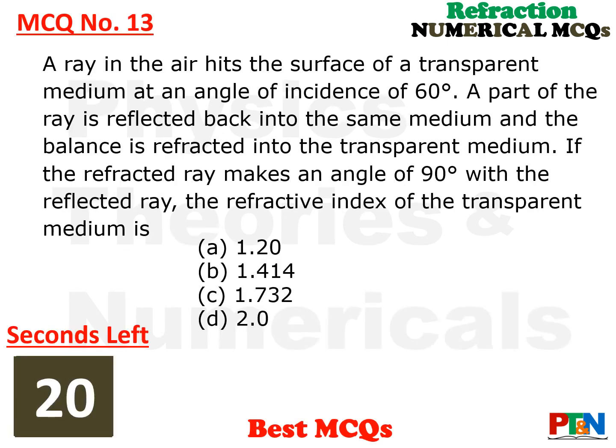Next MCQ, in fact the last MCQ of this video. A ray in the air hits the surface of a transparent medium at an angle of incidence of 60 degrees. Now a part of the ray is reflected back into the same medium and the balance part of the ray is getting refracted into the transparent medium. Now if the refracted ray makes an angle of 90 degrees with the reflected ray, you need to find out the refractive index of the transparent medium. Four options, 20 seconds time. Time starts now.